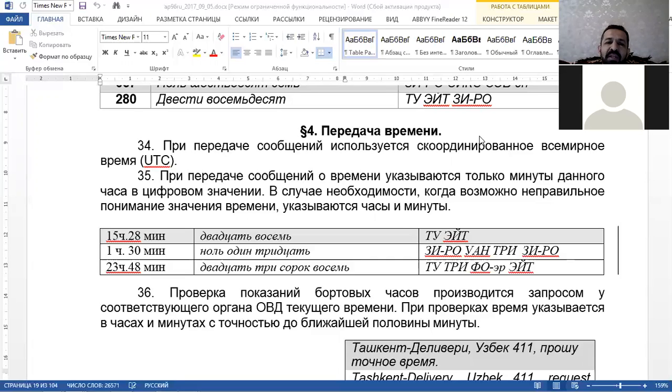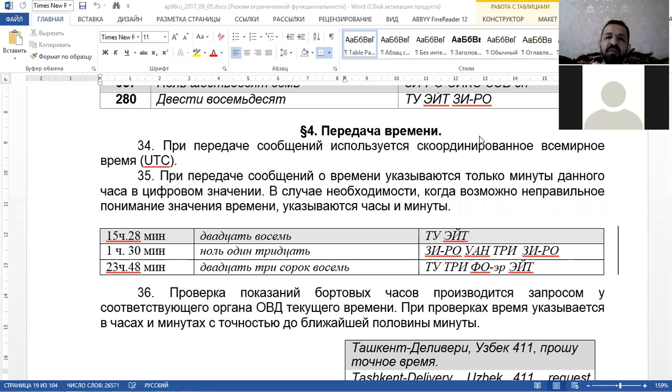Our discipline is in English, but sometimes we discuss in Russian because you should also know the Russian version of the transmission. To transmit time, there is a little difference between the Russian and the English. In English, all numbers should be pronounced separately. For example, the time is 1528.